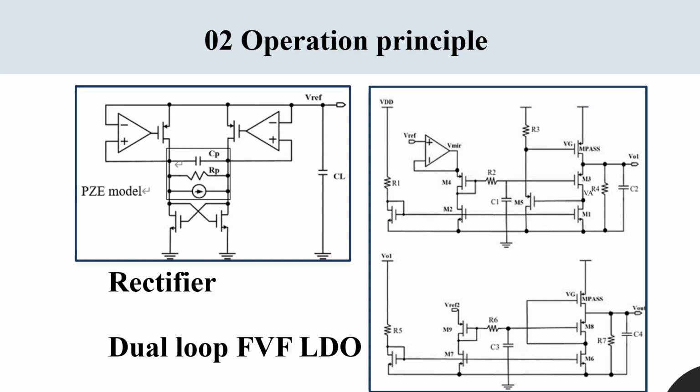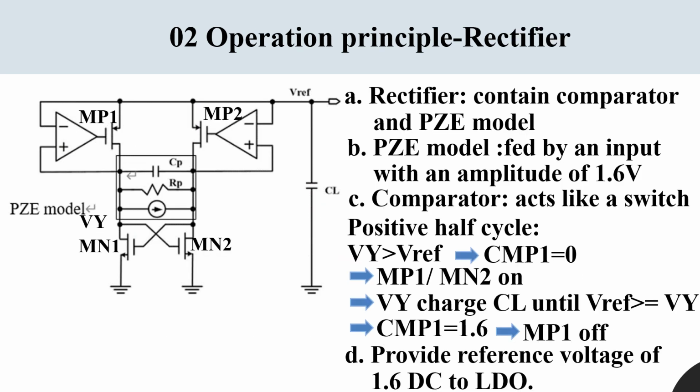At this part, we will talk about how our circuit would operate. According to the picture, our circuit consists of a rectifier and 2 stages of dual loop FVFLDO. As for the rectifier, it contains the comparator and PCE module.